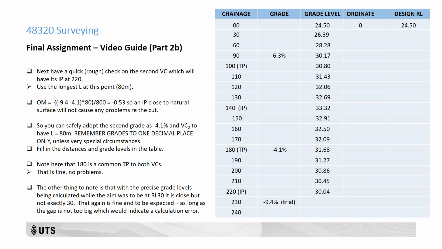So fill in the next grade, the minus 4.1%. Work your way through calculating precisely all the grade levels. And you notice that when you get to 220, the grade level is now 30.04. We were aiming for 30, but because the mathematics is coming out a bit differently, it's now 30.04.